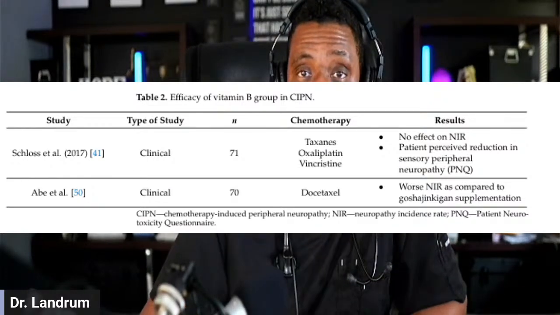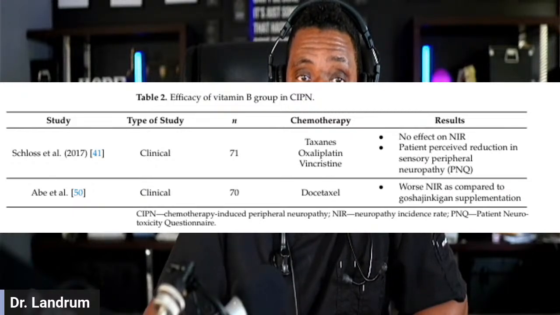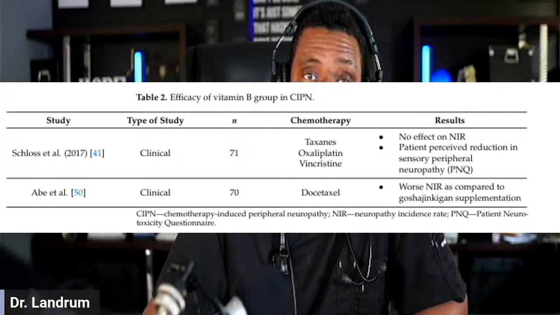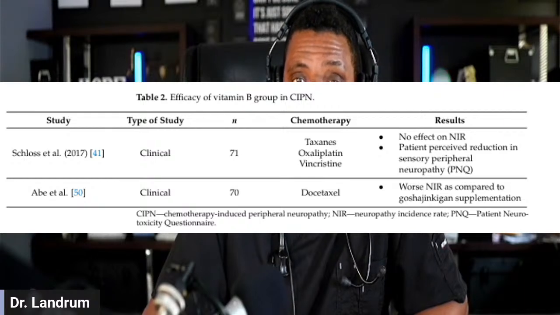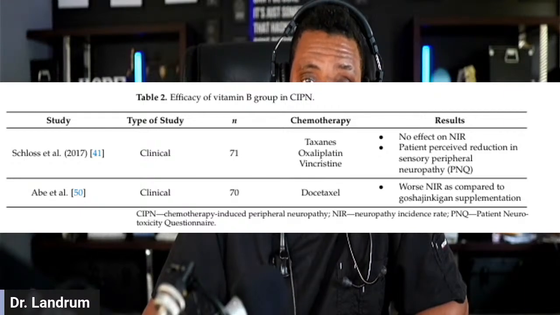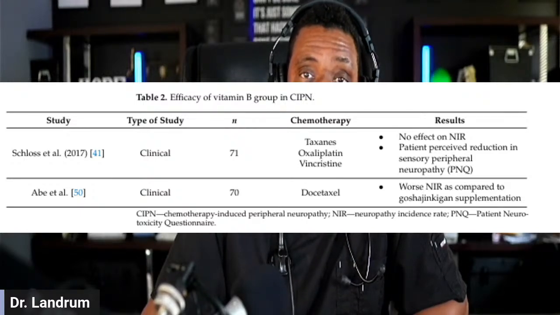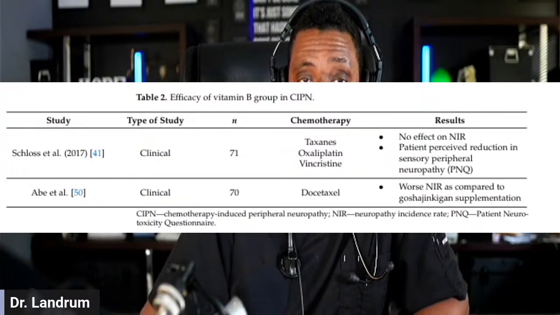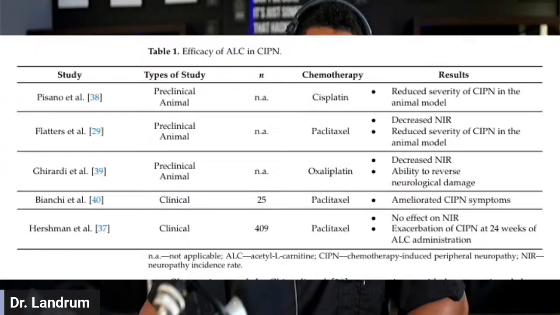We've taken this from a paper that looked at whether this is potentially impactful for peripheral neuropathy or chemotherapy-induced peripheral neuropathy. And what we see is that when we look at vitamin B as a whole, it didn't have any effect on neuropathy incidence rate. It seemed to give maybe some reduction in sensory neuropathy, but it was worse compared to other types of treatments when looked at across all studies. So vitamin B, and this is not vitamin B12, this is vitamin B as a whole, didn't seem to make a major impact.